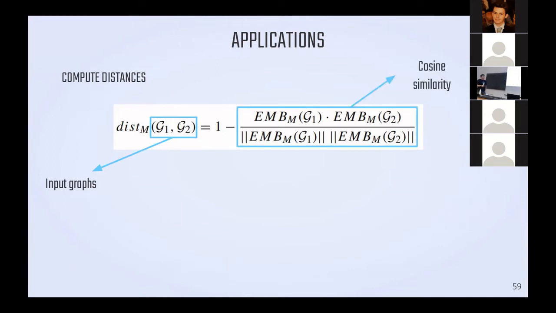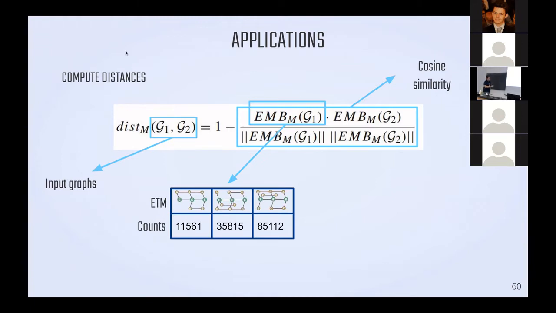Here, what we are doing is a cosine similarity. Basically, m of G1, given a set of Etiennes, the egocentric temporal motifs, we count them and report the counts. So this is a vector containing the count of Etiennes, and with this we can compute a distance between two graphs.